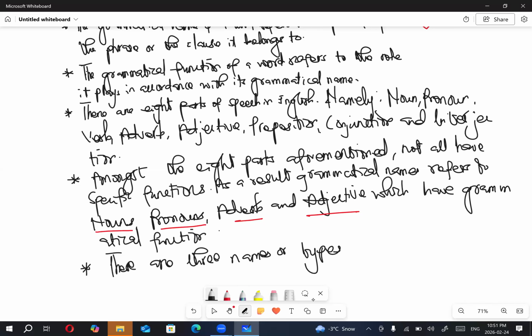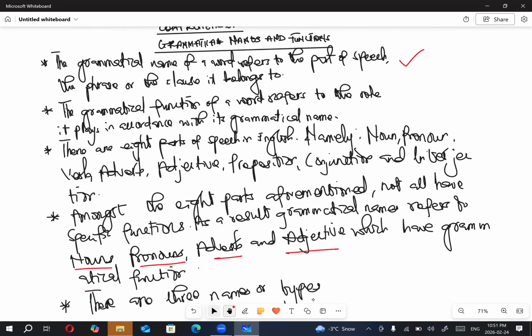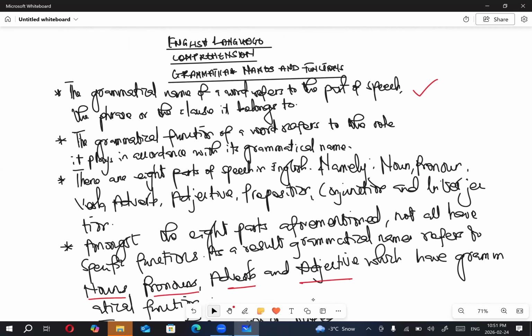I'm sorry, I'm just thinking about what I said earlier. Did I ask what if it's a part of a speech? If that's what I said, I actually meant to say what if it's a phrase, okay? Because we said that the grammatical name refers to parts of speech which we resolved are noun, pronoun, adverb, and adjective. So the next thing is it could be a phrase. So what if it's a phrase?